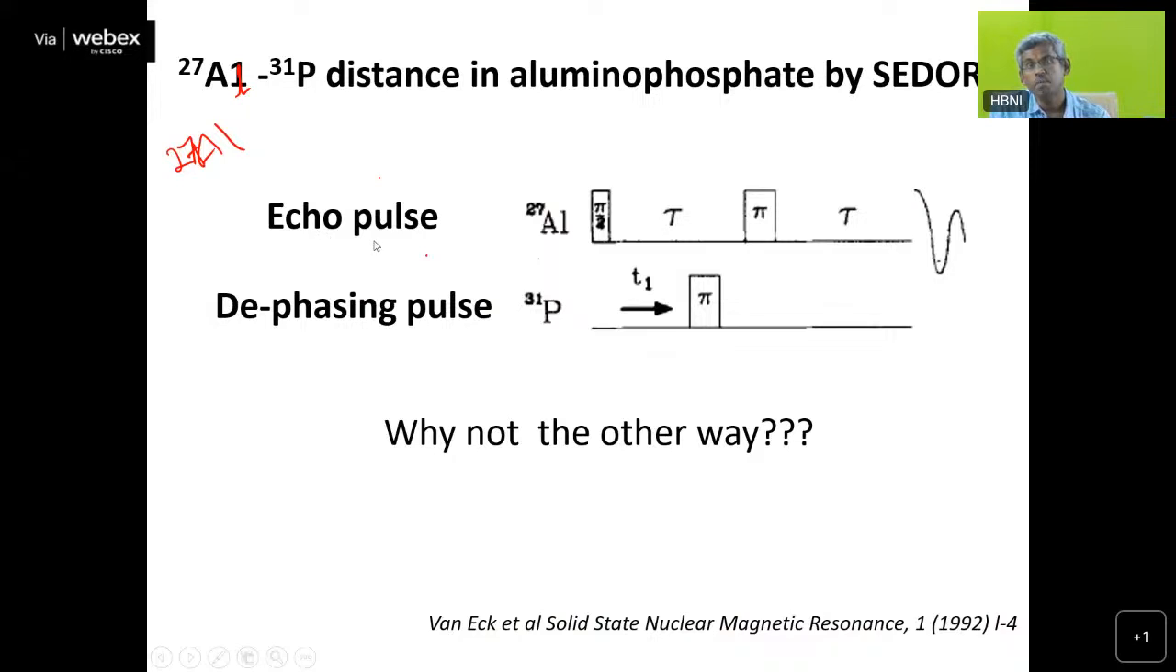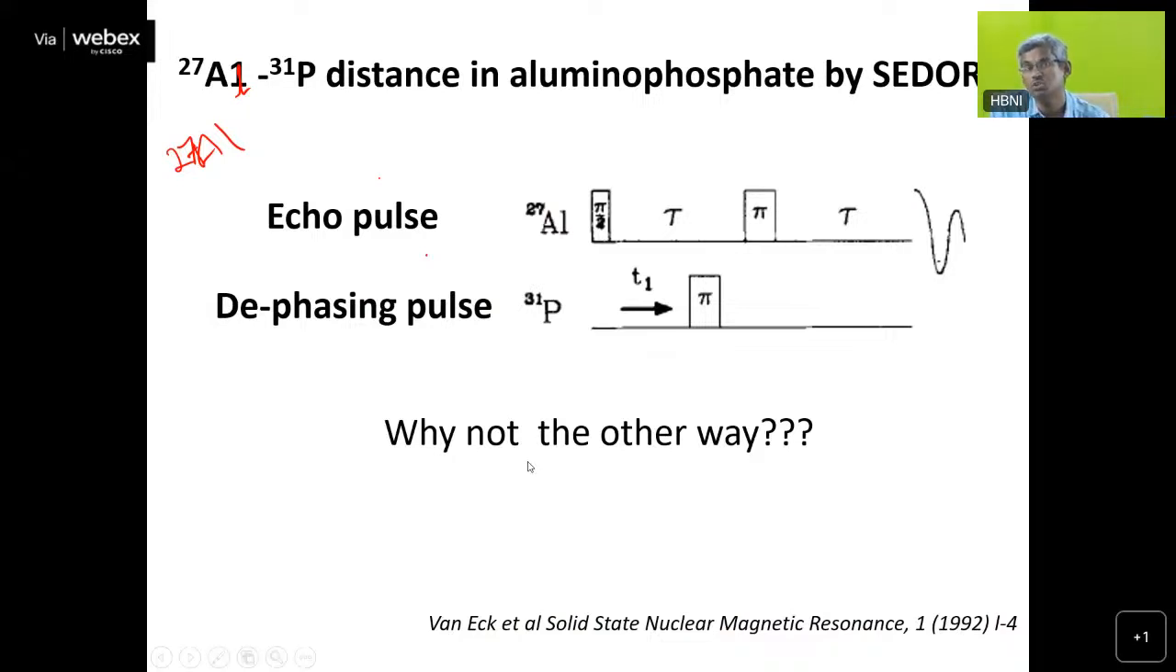So here we are applying the echo pulse on the aluminium-27 nucleus. We are monitoring the echo of aluminium, and we are applying a dephasing pulse. The pi pulse, we call it a dephasing pulse because it changes the phase. It dephases the pulse, so that is why we call this a dephasing pulse. A dephasing pulse is applied on the P31 nucleus. Okay, this is what we are doing.